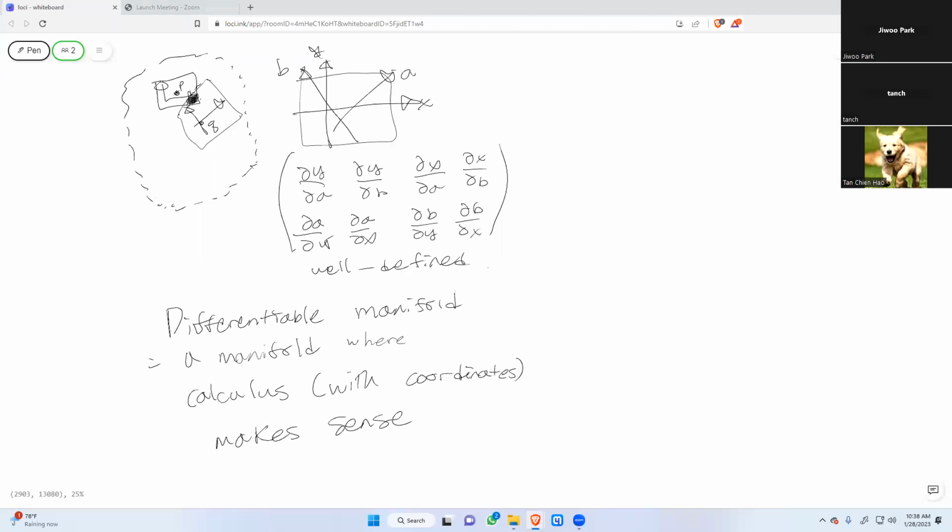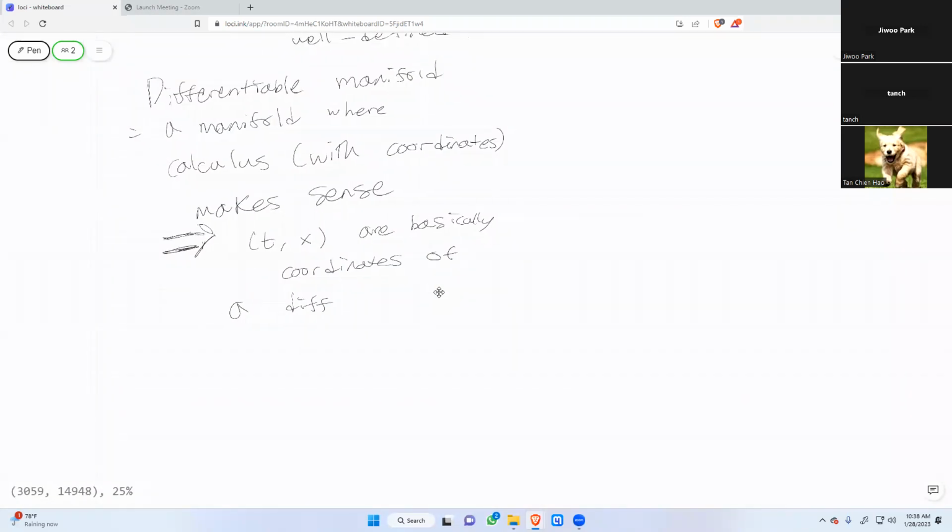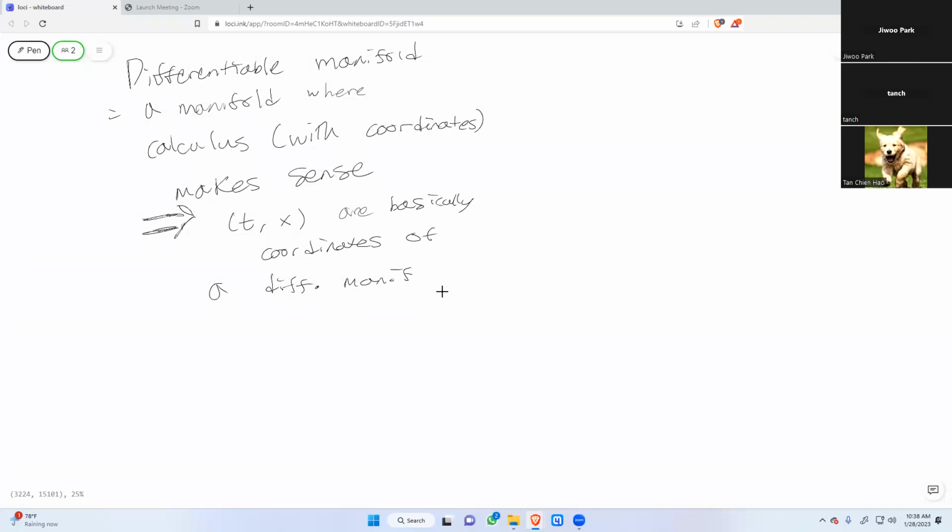And now, if we were to do a little bit more physics here, we realize that time and space are just coordinates of a differentiable manifold. And this differentiable manifold is basically space-time, because it has space and time.